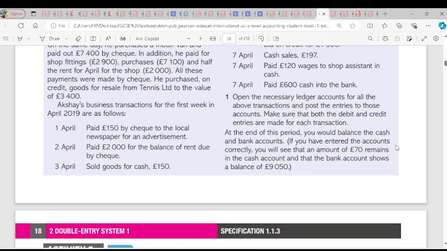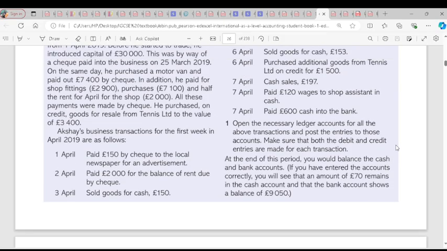On the 3rd of April, sold goods for cash, $150. So you're going to have your cash account and sales account. Your sales account is the same as revenue account. It's either revenue account or sales account, they are the same. For every sale you make, because we are giving out, for cash, they are all going to be on the credit side. All cash sales will be on the credit side of the revenue account, and all purchases will be on the debit side. You get it? So the 3rd of April was done for 150.